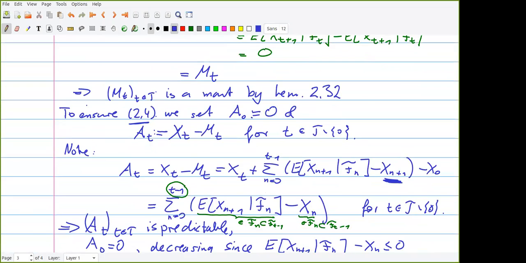Okay, and now we want to ensure that the decomposition is unique as well. So that's the second step we need to do: check uniqueness. The standard approach to it is to assume we have two decompositions.